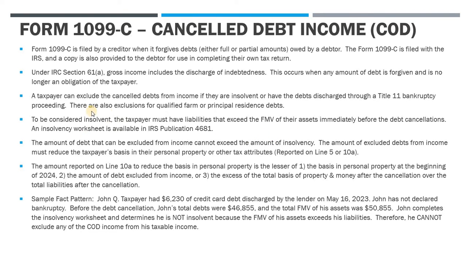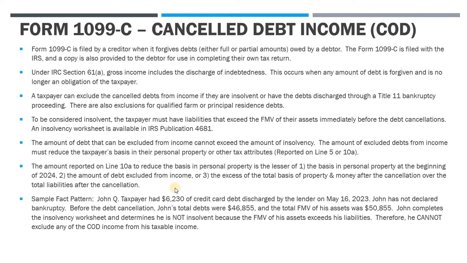In order to claim this insolvency exception, the taxpayer has to have liabilities that exceed the fair market value of their assets. In other words, your net worth is negative: you have more debt than you have assets. To the extent that you are insolvent, you can use that to try to exclude some of this cancellation of debt income.